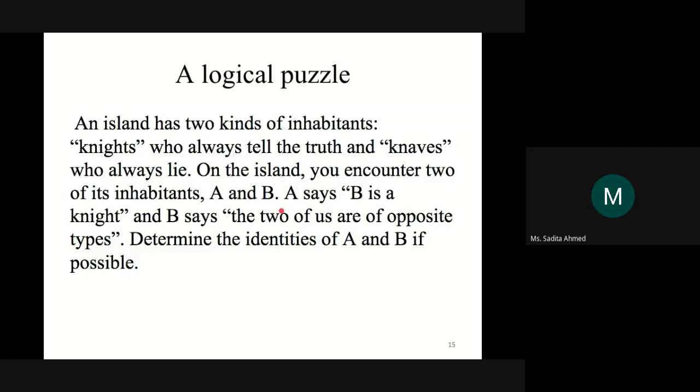But so far we see that both of them are knights. They are not of opposite types. So there is a contradiction. If both of them are knights, as we have seen so far based on the assumption, then this statement is true. However, if this statement is true, then the two of them have to be of opposite types, which is not the case. So a clear contradiction.